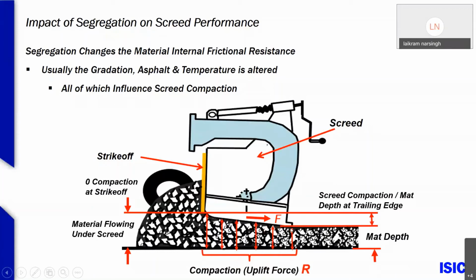What is happening in that process is the fines act as roller bearings for the larger aggregate. The asphalt acts as a lubricant to allow the larger aggregates to move. So at any point, if we change the consistency of the material significantly, then the behavior of the screed changes.